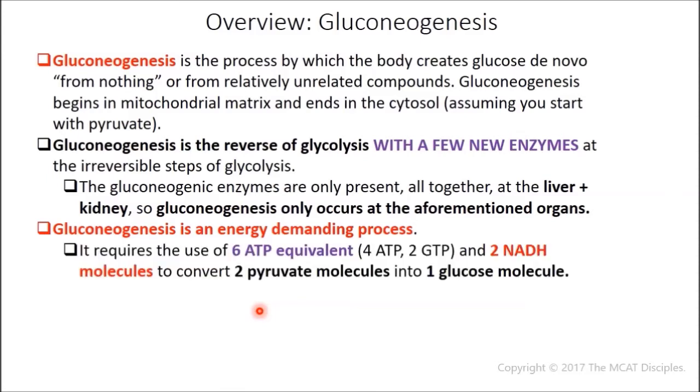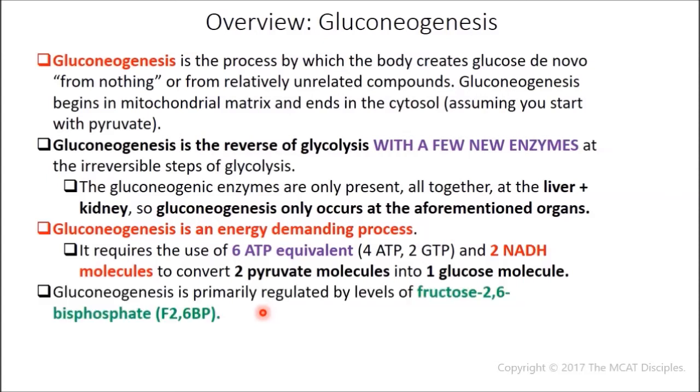It requires the use of 6 ATP equivalents, 4 ATP, 2 GTP, and 2 NADH molecules to convert 2 pyruvate molecules into 1 glucose. Remember, glucose gets cleaved in half to GAP and DHAP, so that's why we get 2 pyruvates out, and then we have to convert those 2 pyruvates back to then 1 glucose.